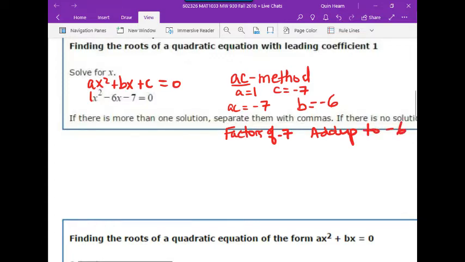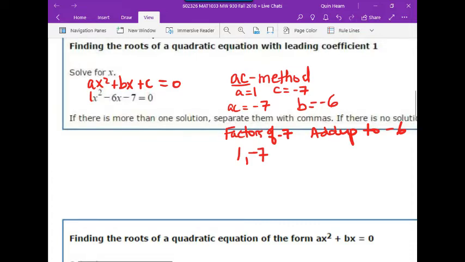Now you might see it automatically, or you might end up having to list out all the factors. In this case, listing the factors isn't really that hard because 7 is a prime number. So 1 times 7 is 7. In order to get a -7, one of these two, the 1 or the 7, has to be negative. In order to add up to a -6, it would need to be the larger one that's negative. So the factors we're looking for are 1 and -7.